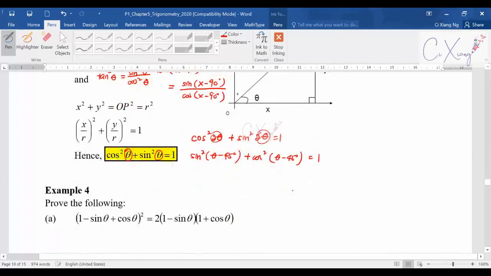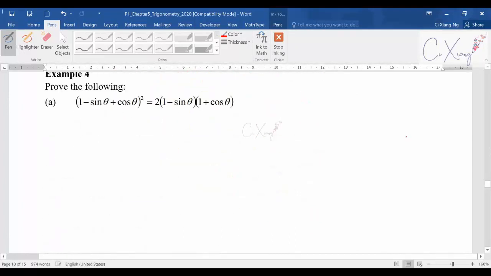Usually for all the identities here, you need to apply them in proving questions. Sometimes you might also need them in solving equations. For this video, we focus on the proving part first. For the proving part question, there are a few ways that you can do it. You can start from the left-hand side and prove it to the right-hand side, and then from the right-hand side, you can prove it to the left.